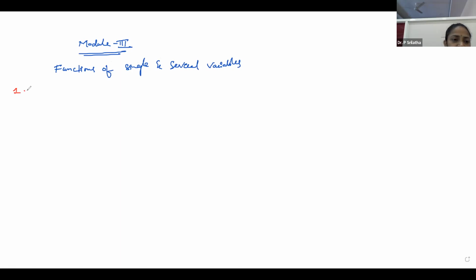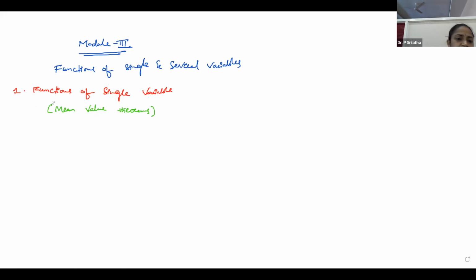The first chapter is the functions of single variable. Okay. Functions of single variable means it is based on mean value theorems. So in the functions of single variable, we have mean value theorems.